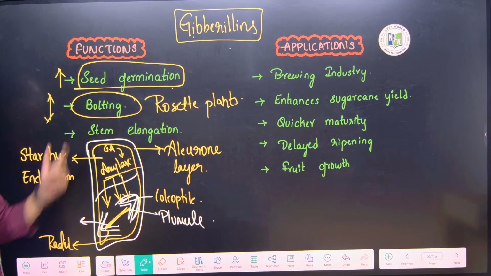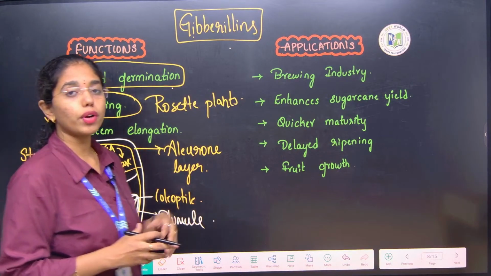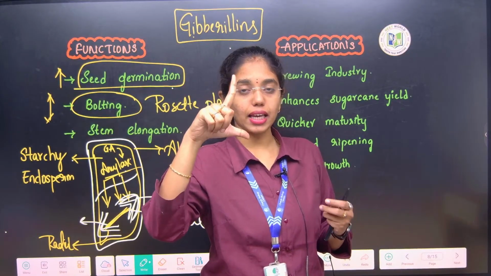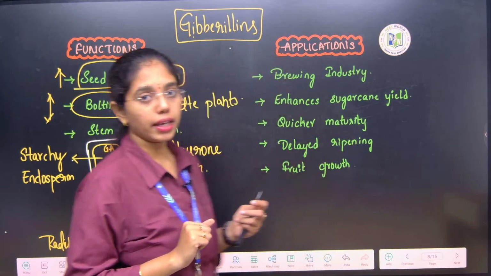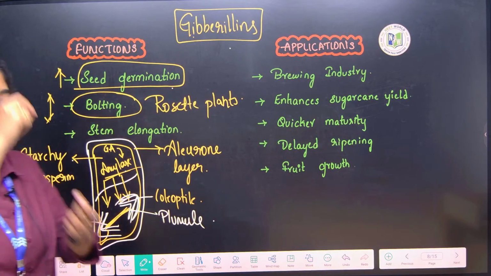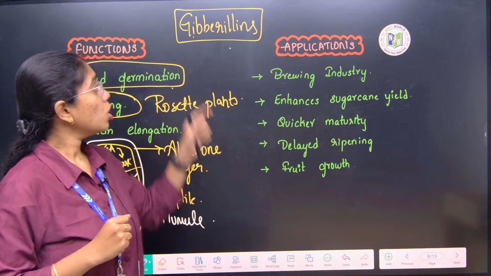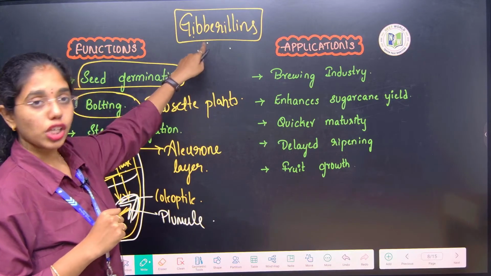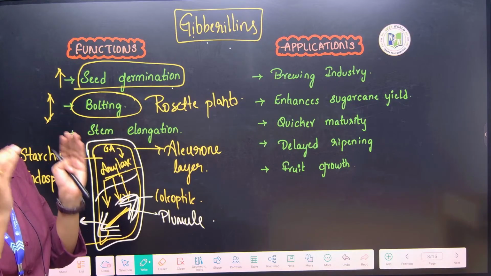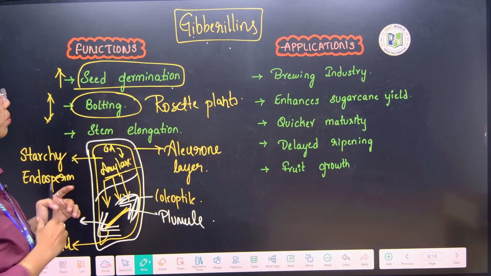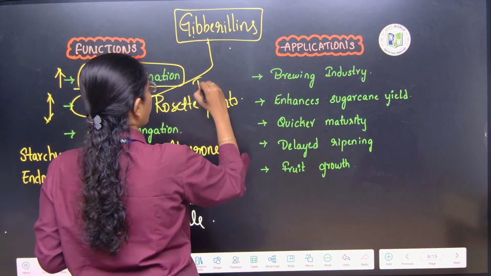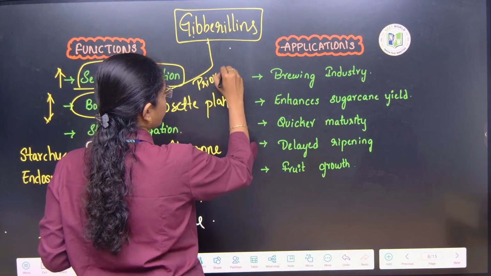Gibberellins are also sprayed over fruits like apples and grapes, so that when the stalk length is increased, the fruit size will be increased, and you will get many grapes as fruitlets when the main stalk length is increased. So gibberellins are sprayed just prior to flowering, so post fertilization you will get large sized fruits and vegetables.